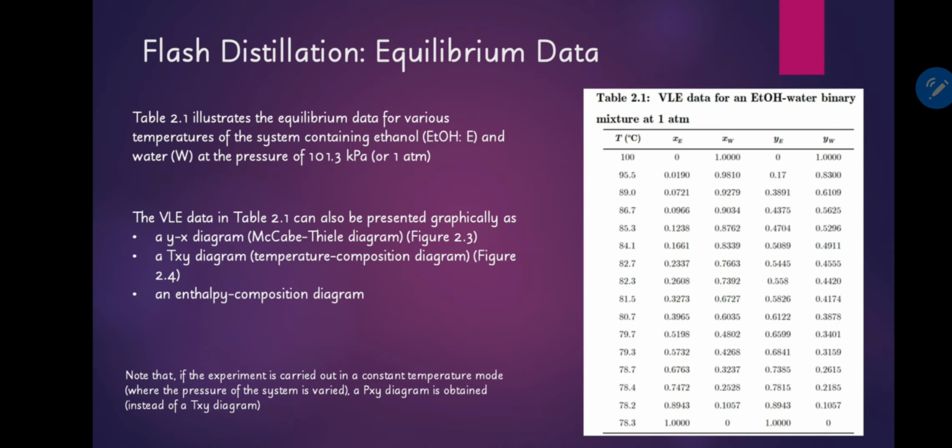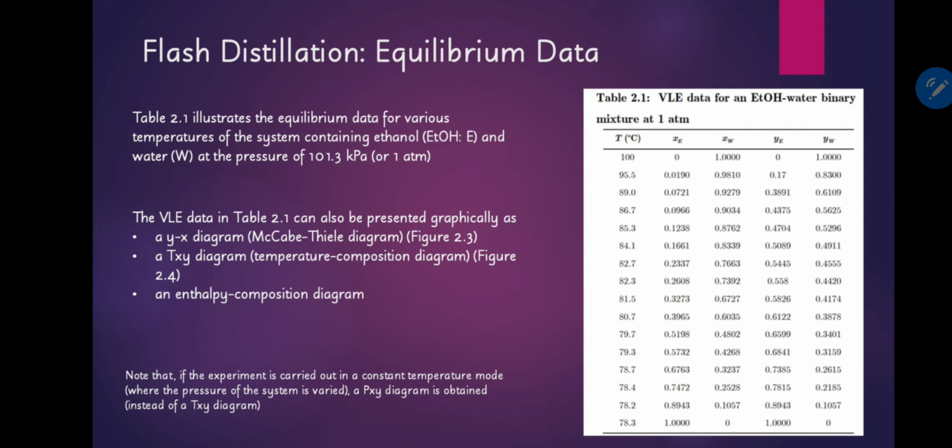Okay, table 2.1 illustrates the equilibrium data for various temperatures of the system containing ethanol E and water W at the pressure of 101.3 kilopascal or 1 atmosphere. Okay, this table 2.1 can also be presented graphically as a YX diagram. This is what we call a McCabe-Thiele diagram. We will be able to see this in the next figure.